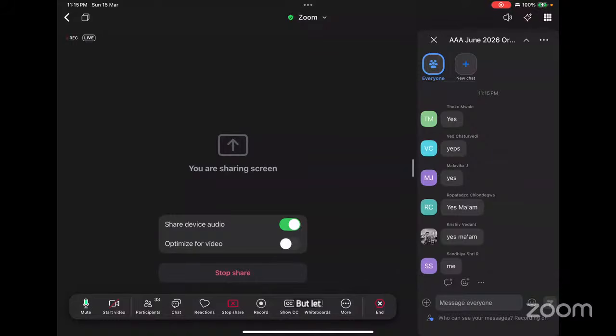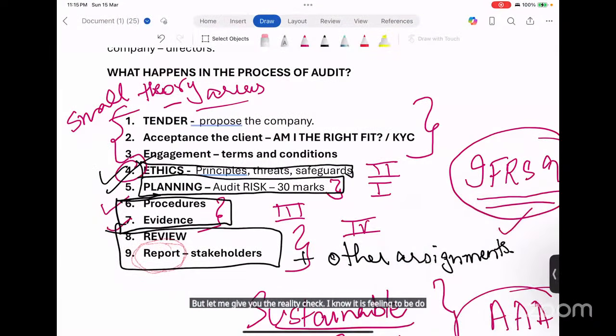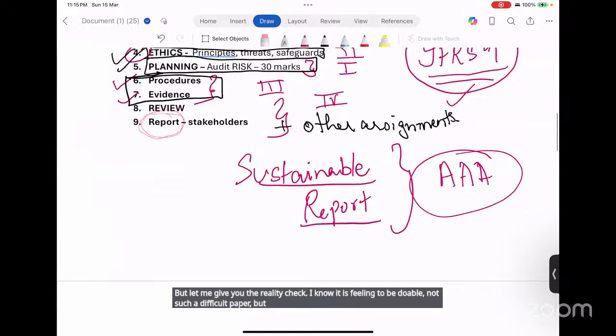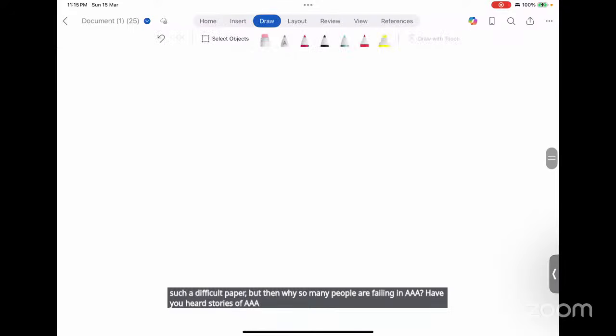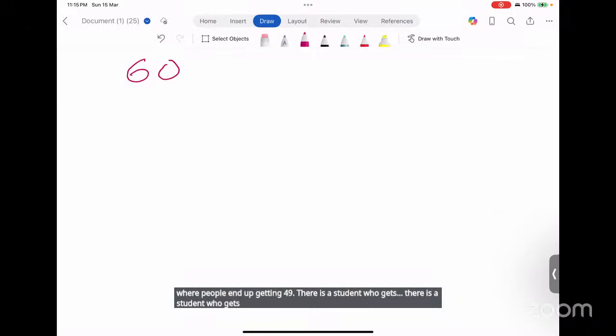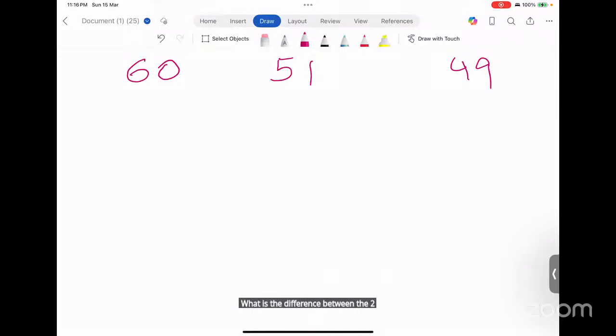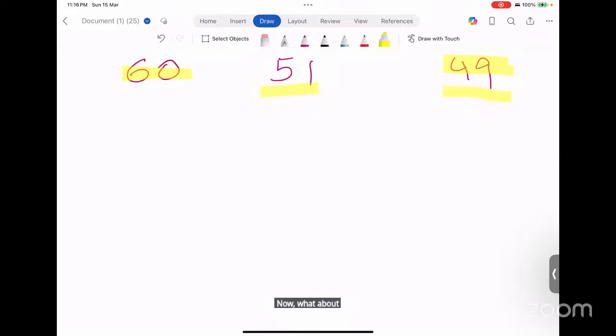But let me give you the reality check. I know it feels doable, not such a difficult paper, but then why are so many people failing in AAA? Have you heard stories of AAA failures where people end up getting 49? There is a student who gets 60, and then there's a student who gets 51, and then there's a student who gets 49. What is the difference between the two? I totally understand the difference between this one and this one. But what about this and this? Was luck playing a factor here?